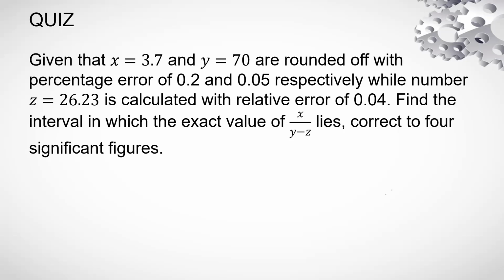So when it talks about interval, therefore it's going to require you to obtain the maximum value, and it's going to require you to obtain the minimum value. So you're going to obtain the maximum value of the expression x over y minus z. You have to correct them for significant figures. Get the maximum value and get the minimum value of this expression.